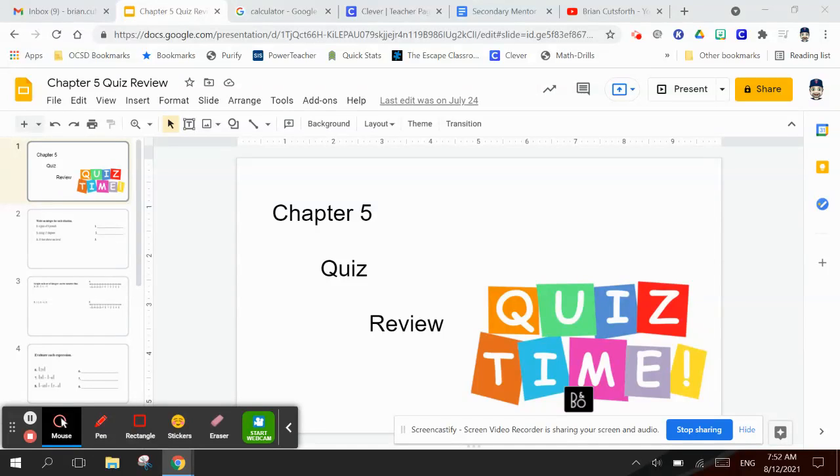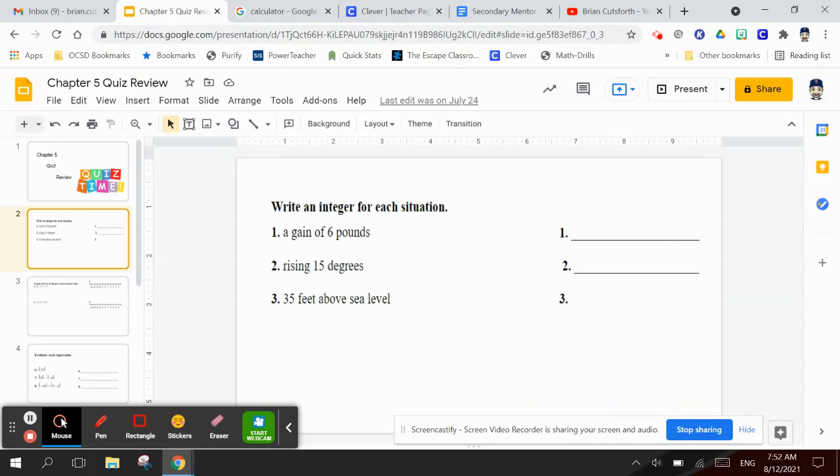Chapter 5, Mid-Chapter Quiz Review. So in examples 1, 2, and 3, we are writing an integer for each situation.